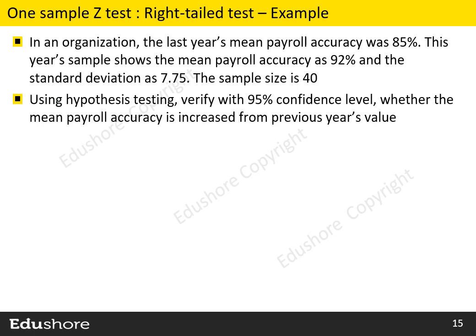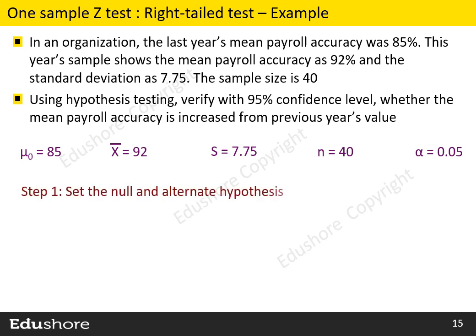From this data, we can confirm the value of mu naught as 85, which is the last year's mean. X bar is 92, which is the current sample's mean. S is 7.75, which is the standard deviation of sample. The sample size N is 40. And for a confidence level of 95%, the value of alpha is 5%, which is 0.05.